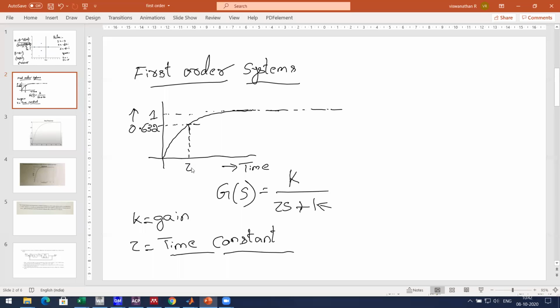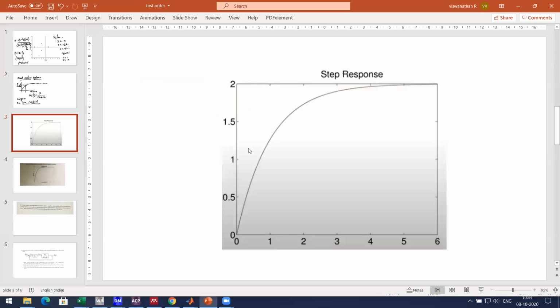I'm not going to do the derivation for this 63.2, but you can remember it as a definition: the time constant in a first order system is the time taken for reaching 63.2% of the total value. So that is called the time constant. If that is the time constant, can you calculate the time constant for this?